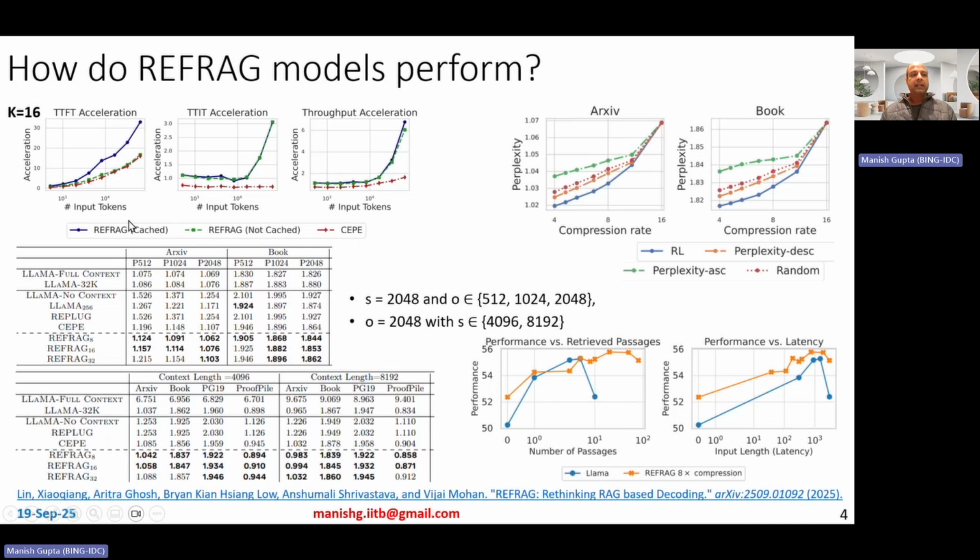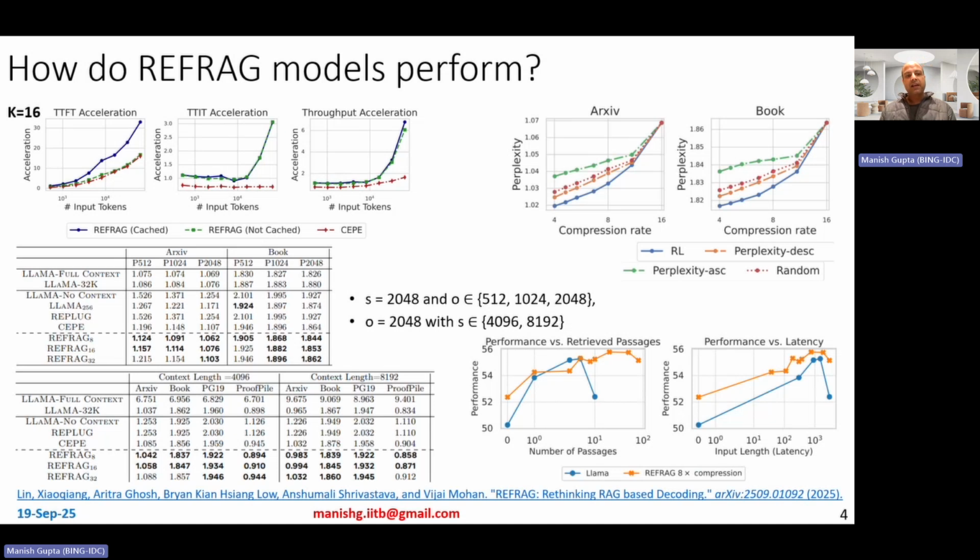compared to another method called CEP, right? One thing to observe is that there is acceleration, which basically means that now you can actually process a very large amount of tokens very fast. 30 times compression, 30 times acceleration is what we're talking about, right? So this is 30 times acceleration in terms of time to first token. Similarly, 3 times acceleration in terms of time to iterative token, and 6 times throughput acceleration when it comes to really large context. Now, obviously, these methods are going to give you much better results when the context size is much larger, right?